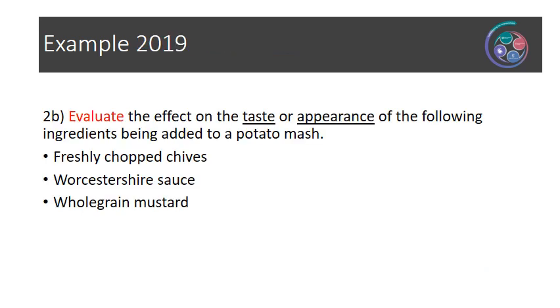Example 2, which is from question paper 2019. Question 2b. Evaluate the effect on the taste or appearance of the following ingredients being added to a potato mash. Freshly chopped chives, Worcestershire sauce and whole grain mustard. I've highlighted the word evaluate, so we know that we need to use the acronym FOC, fact, opinion and consequence.